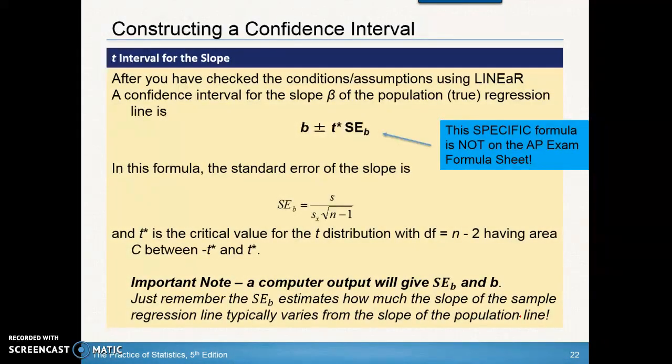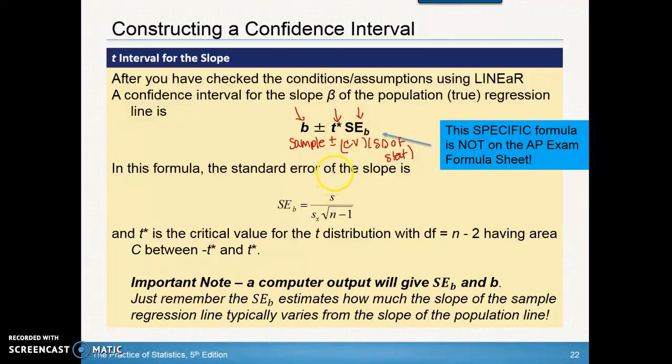All right, now, this specific formula is not on the AP exam formula sheet. So just keep in mind, the formula sheet in general for confidence intervals always just says your sample statistic, and then it'll always say plus or minus your critical value times the standard deviation of the statistic. So you just have to know, what do I plug in? In this case, it's the slope, a critical t-value, and the standard error of the slope.